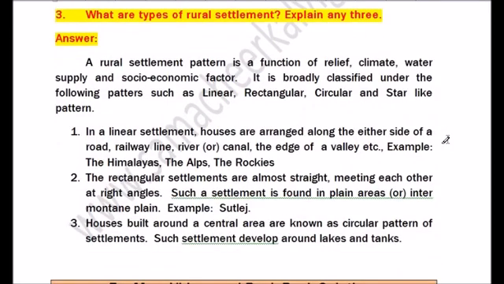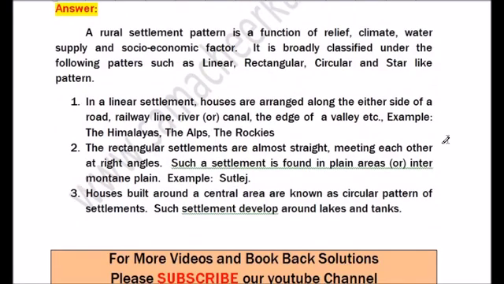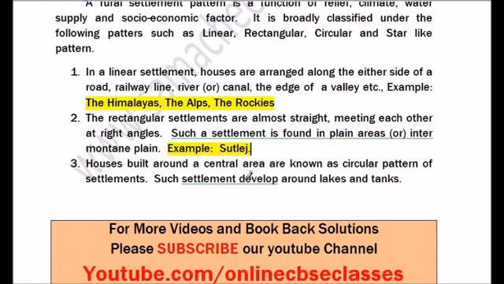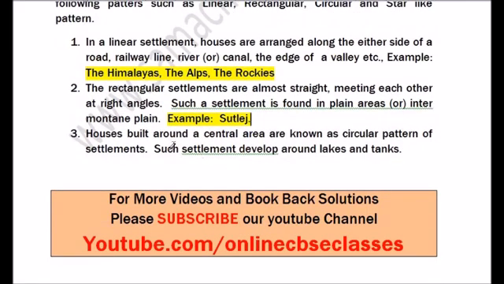In a linear settlement, houses are arranged along either side of a road, railway line, river or canal, the edge of a valley, etc. Example, the Himalayas, the Alps, the Rockies. The rectangular settlements are almost straight, meeting each other at right angles. Such settlement is found in plain areas or intermontane plain. Example, Sutlej. Houses built around a central area are known as circular pattern of settlement. Such settlements develop around lakes and tanks.